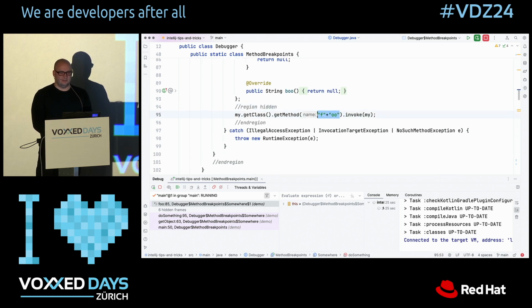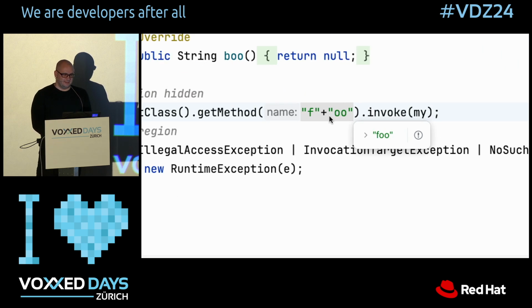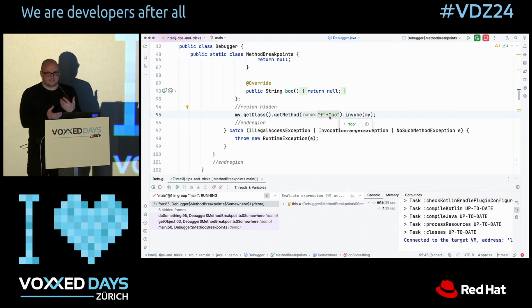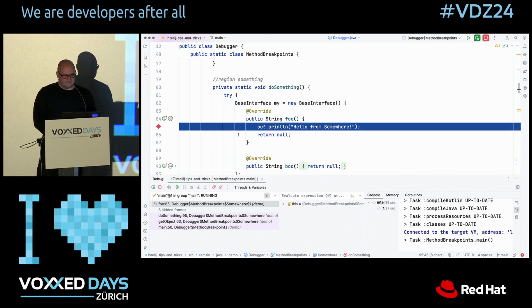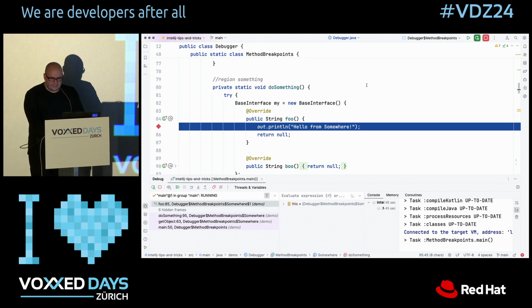I used an expression to create the method name, so it can be dynamic, right? So the IDE will not be able to find it. So interface breakpoints or method breakpoints are pretty useful in these cases.